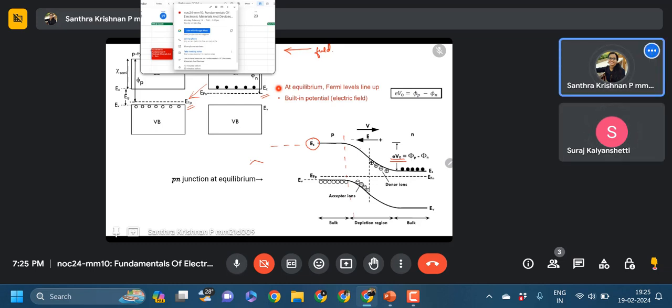It is phi_p minus phi_n. That is this much minus this much, the small difference that is there. This particular difference is the amount by which the band bends up. Because E_FP and E_FN have to come to the same level at equilibrium, that is the difference that they have to bend up.